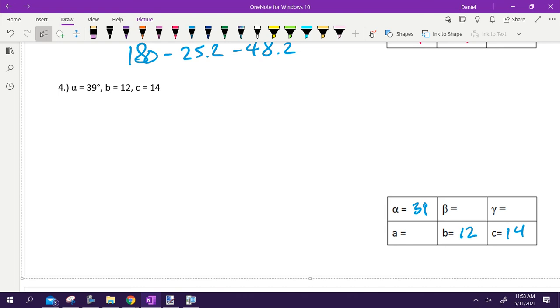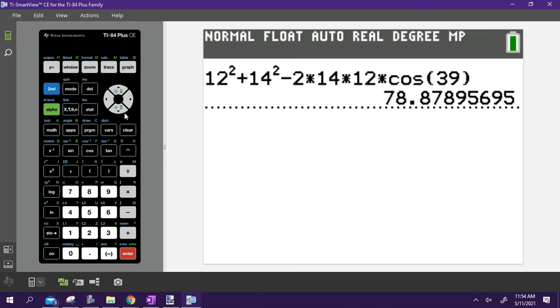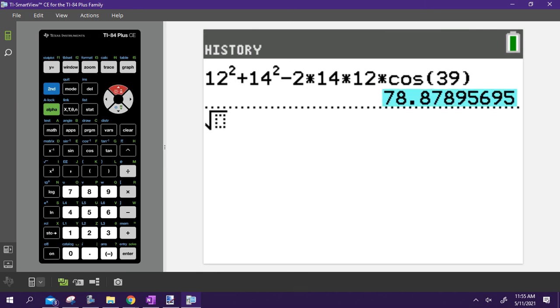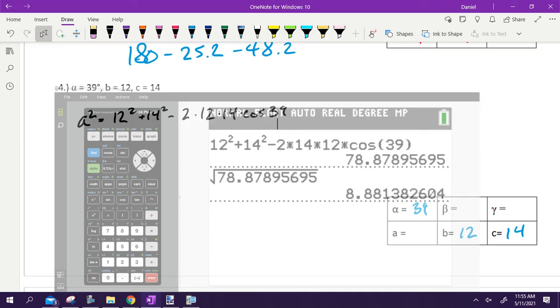Round it to the nearest number. We type it in. We hit enter. Boom. I get 78.878. Is that the answer to my question? What would I need to do next? Square root it, because I'm finding a side length, and what we found is a squared. And so we take the square root of that. I get 8.88 is my missing number.